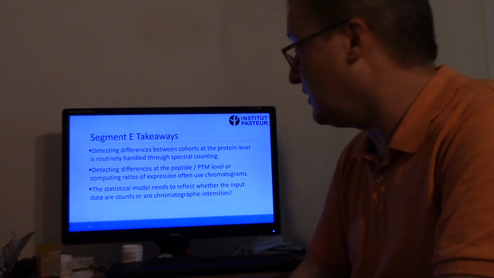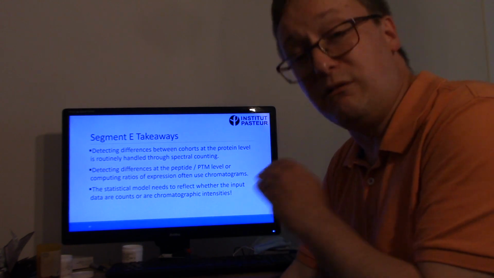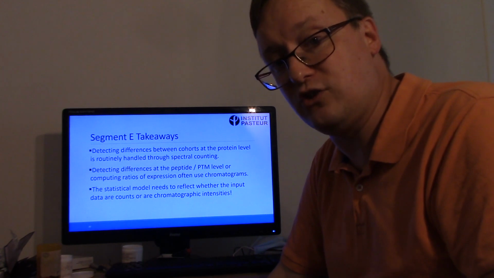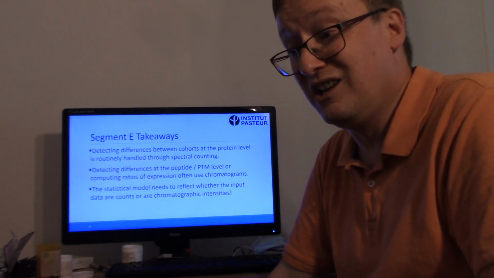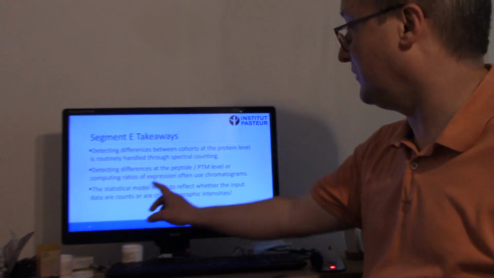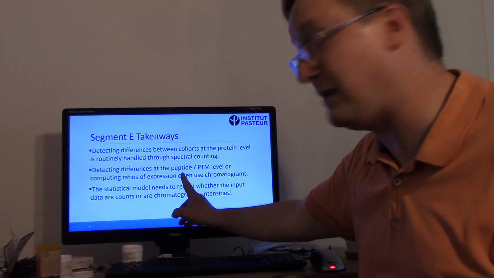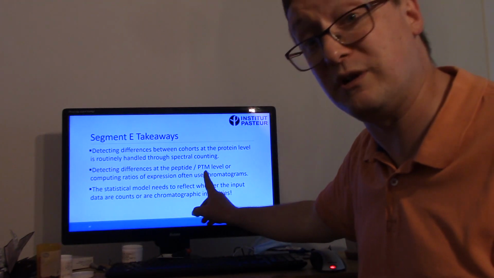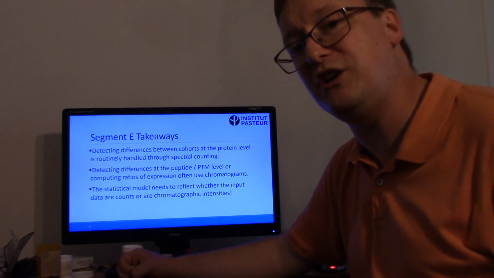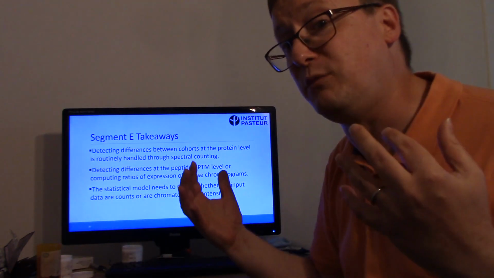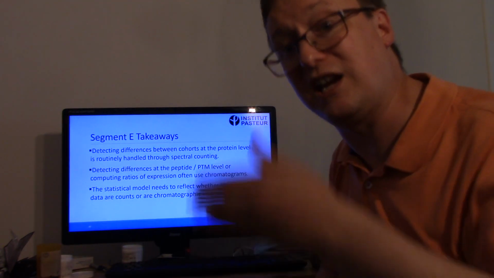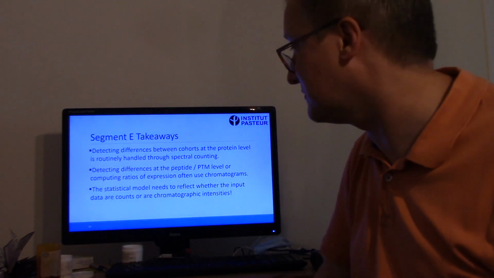Detecting differences between cohorts at the protein level is quite routinely handled by spectral counting. If you simply want to know which proteins changed and in which direction between two cohorts, you really don't have to do anything more complex than spectral counting. On the other hand, if you are trying to detect differences at the peptide level, or heaven help you at the post-translational modification level, you're going to need to use chromatographic area because your information is no longer able to be summed across multiple peptides. For this, you need to be able to integrate the areas of a particular peptide ion across these experiments.